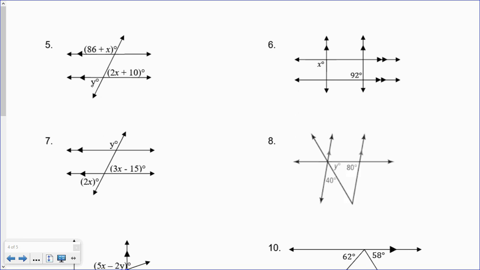You can move the 86 plus x using vertical. Now, what type of relationship do they have? Consecutive interior for the x, right? When they're consecutive interior, what do I know about their measures? Okay, so write an equation. If I do that in my head, 3x plus 96 equals 180. You add them, and then subtract, and then divide by 3.